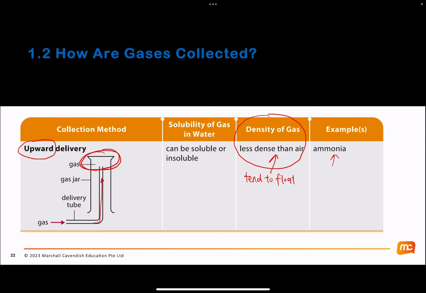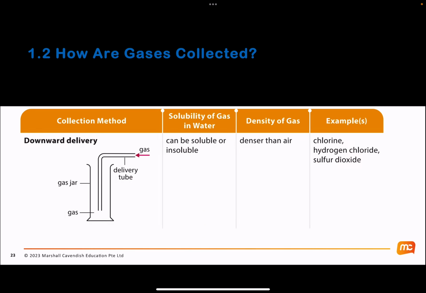Downward delivery will be the opposite. In downward delivery, you are delivering the gas downwards, so you can see the direction of the delivery tube is downwards. It is suitable for gases that are denser than air, so they tend to sink and stay at the bottom of the flask. These are some examples of the heavier gases. Likewise, you do not need to memorize.